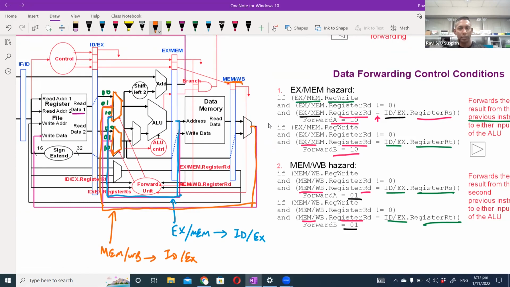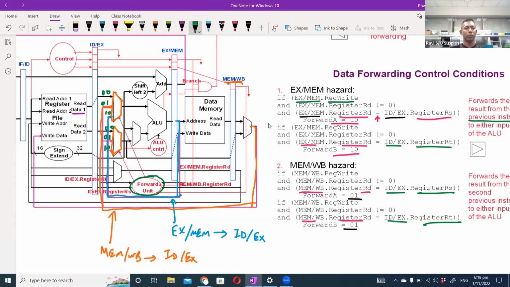We have to add additional multiplexers that will decide where to forward the data from, and all this decision is made by this thing called a forward unit. The forward unit takes in all these control signals and controls the multiplexers to know whether I need to do forwarding, and forwarding from where. If there's no forwarding, then I just take 0 0, correct?